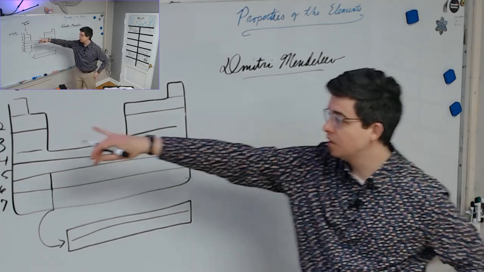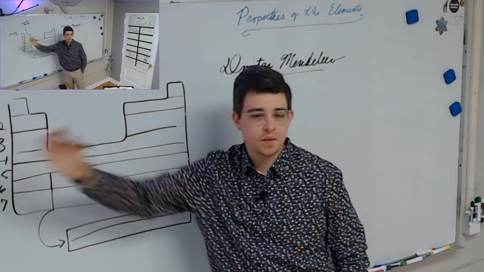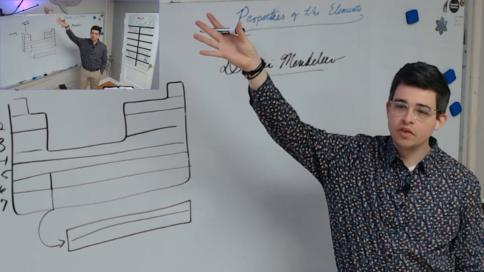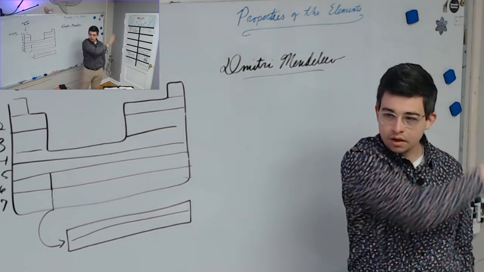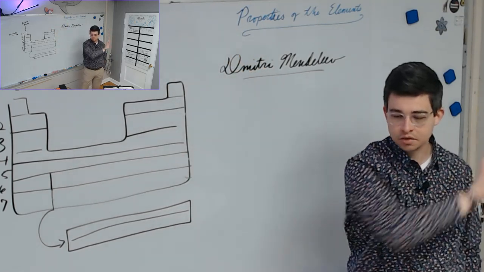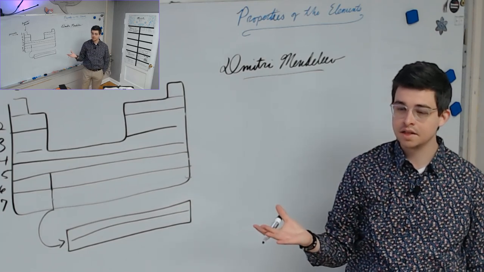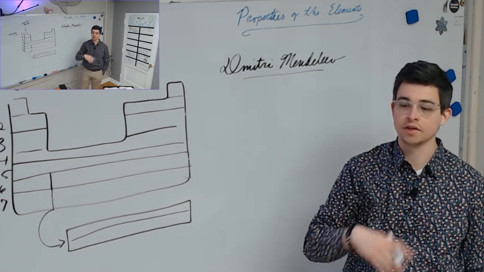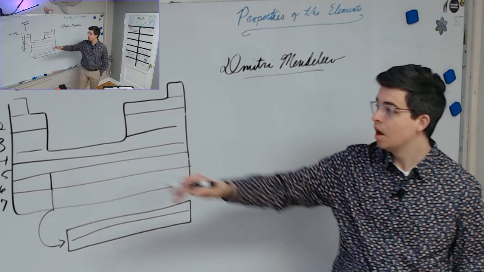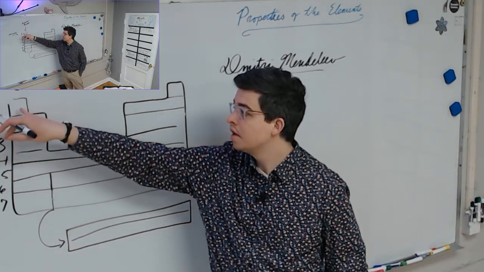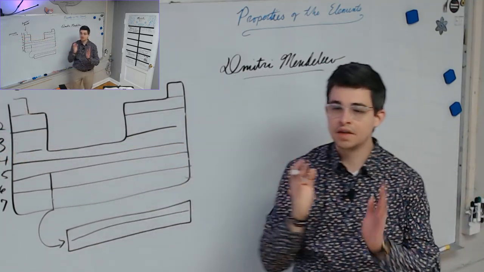And that's why we call these periods, because remember, a period is something that repeats. The period of a pendulum swinging on a clock is how long it takes to repeat. A periodical is a magazine or a newspaper that comes out again every week or month or quarter. A period is something that repeats, and so in the periods on the periodic table, the types of elements repeat.